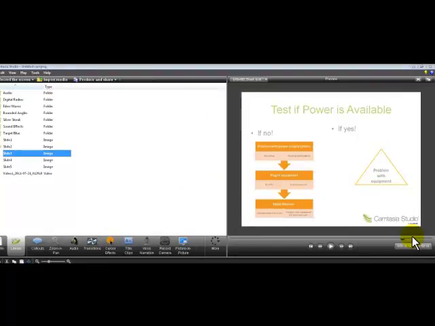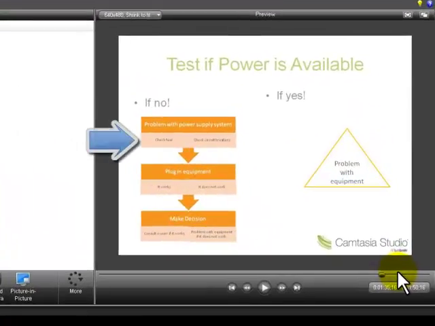The next step in the troubleshooting process is to test if power is available. If there is no power available, then there is likely to be a problem with the power supply system. Therefore, you are going to check the fuse. If it is blown, you can replace it with the exact value. Then you can check the circuit breaker, if the system is equipped with a circuit breaker panel, to see if any circuit breaker is tripped out. If a breaker is tripped out, then you can reset it.